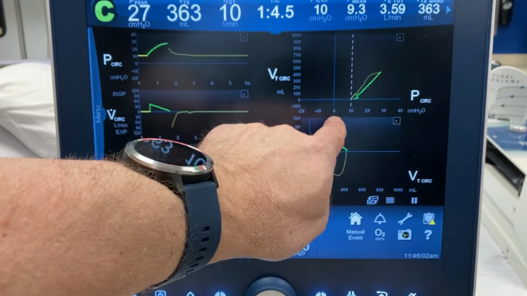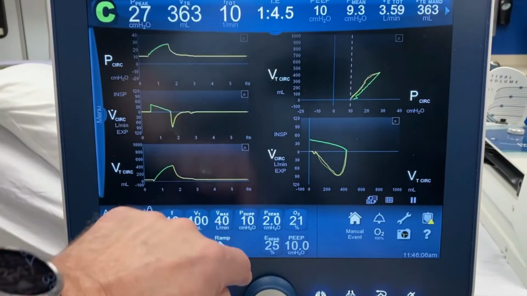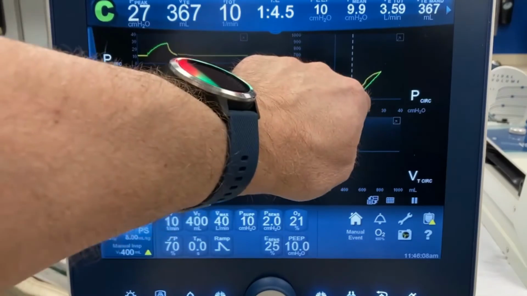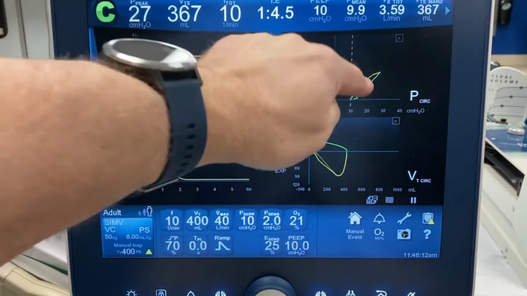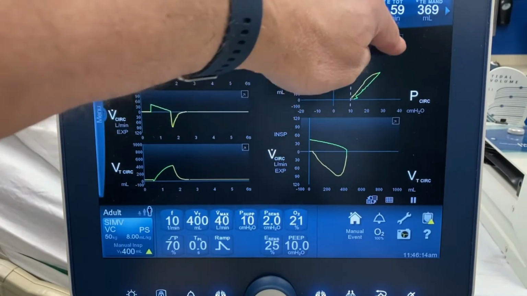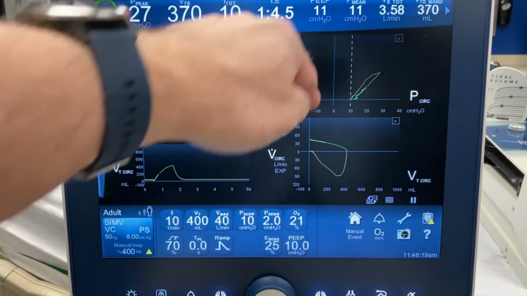You can see here, this is 0. But we're starting over here at 10 because I have a PEEP of 10. So now the breath starts there. And pressure builds on inspiration and decreases on exhalation. So positive pressure breaths are gonna go that way.